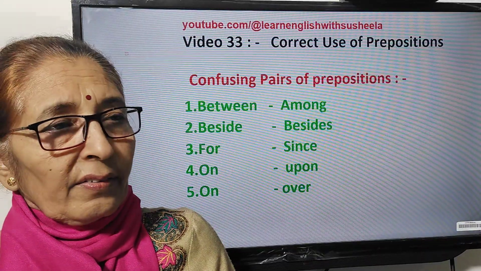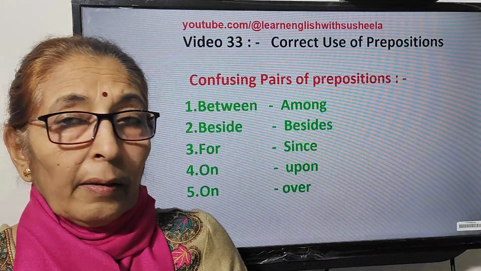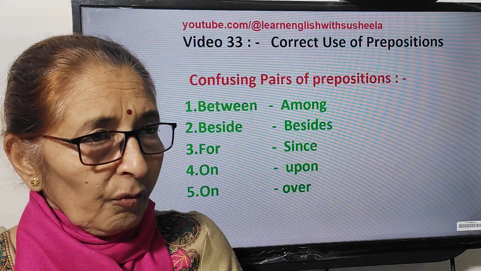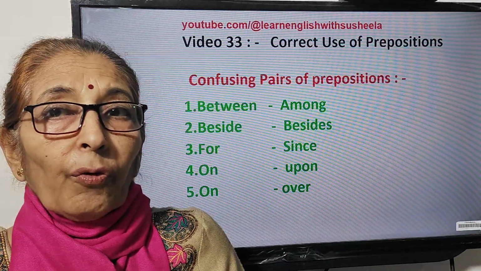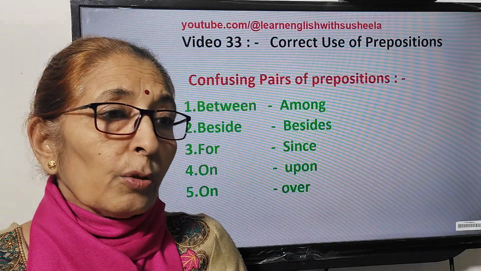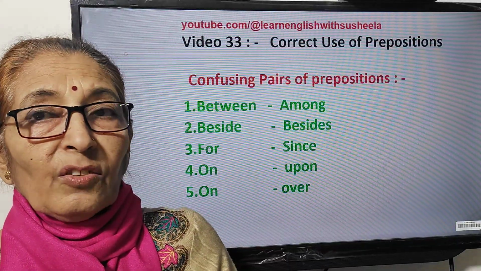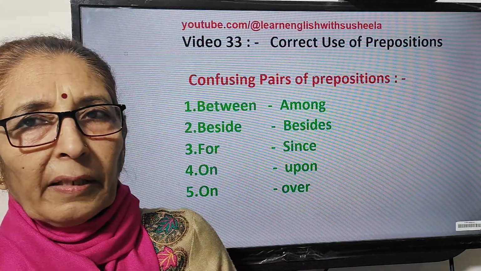Then, for and since. Both are used with time. But for is used for a period of time and since is used with the point of time. For: it has been raining for 2 hours. Since: he has been playing cricket since morning.